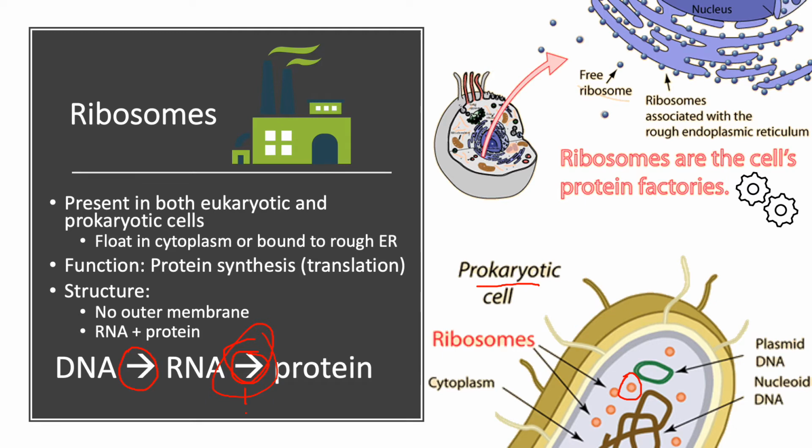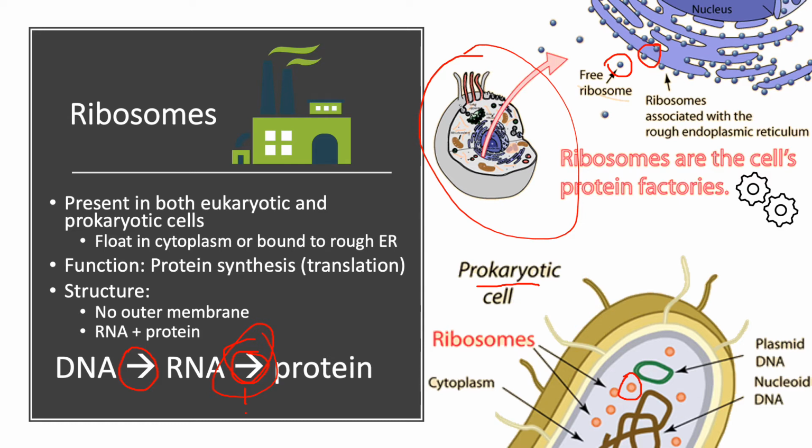And you can see in these diagrams, on the top right up here, this is a eukaryotic cell. So the eukaryotic cells have the endoplasmic reticulum outside of the nucleus. So you have the ribosomes connected on the surface of the rough ER as well as floating free in the cytoplasm. And then down here in the prokaryotic cell, you can see that the ribosomes are all free floating, as we pointed out earlier.